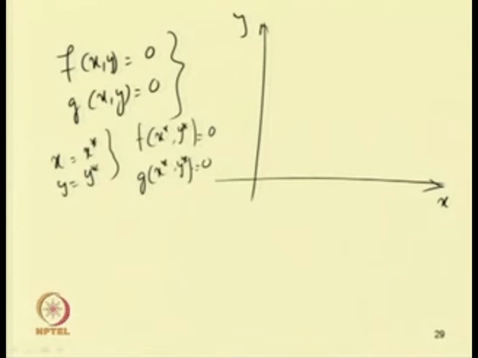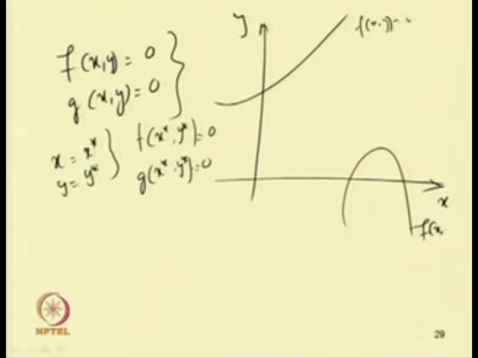So, for example, let us see 2 equations. This is our f(x, y) = 0, this also represents f(x, y) = 0. Similarly, let us take another equation, this is g(x, y) = 0, and this is also g(x, y) = 0.